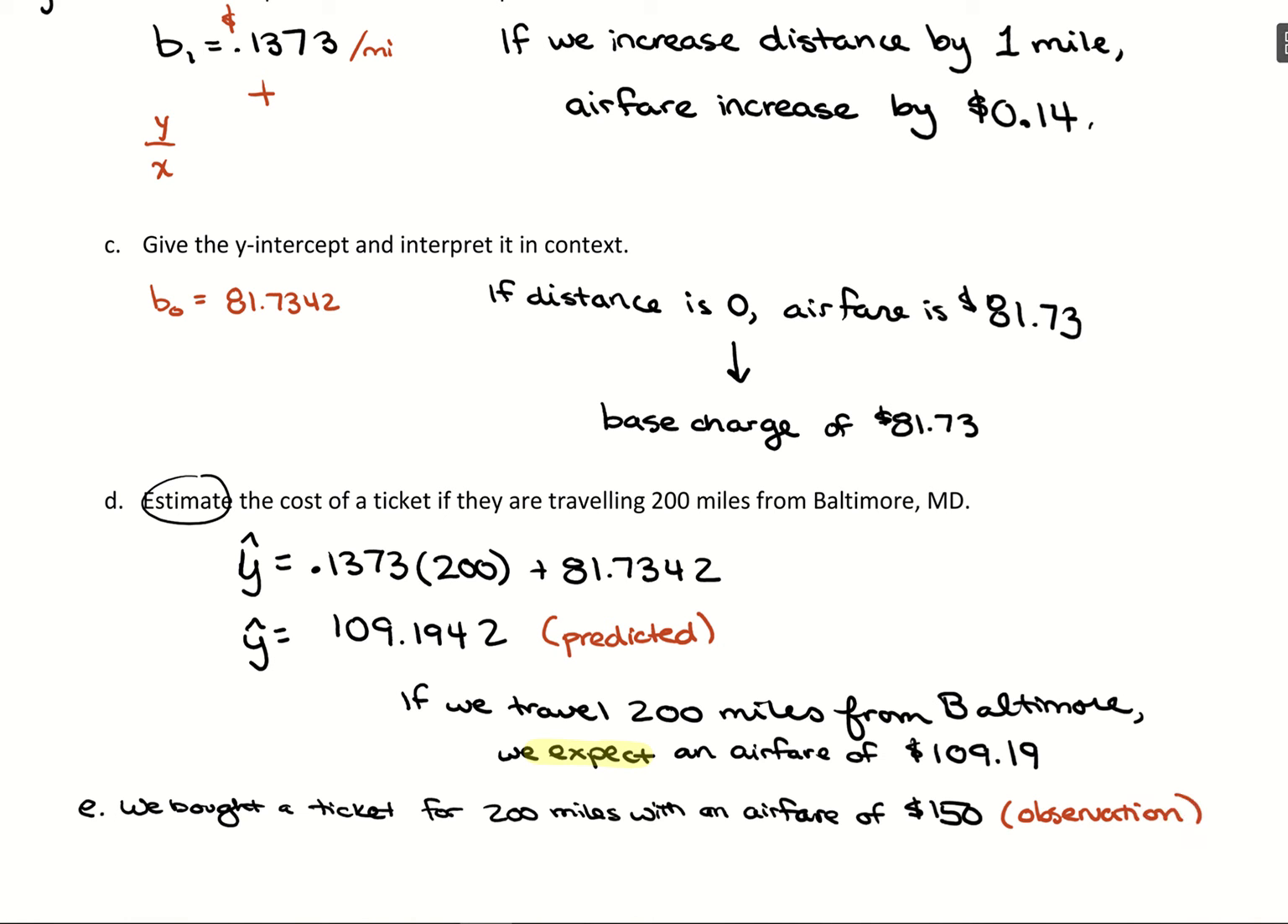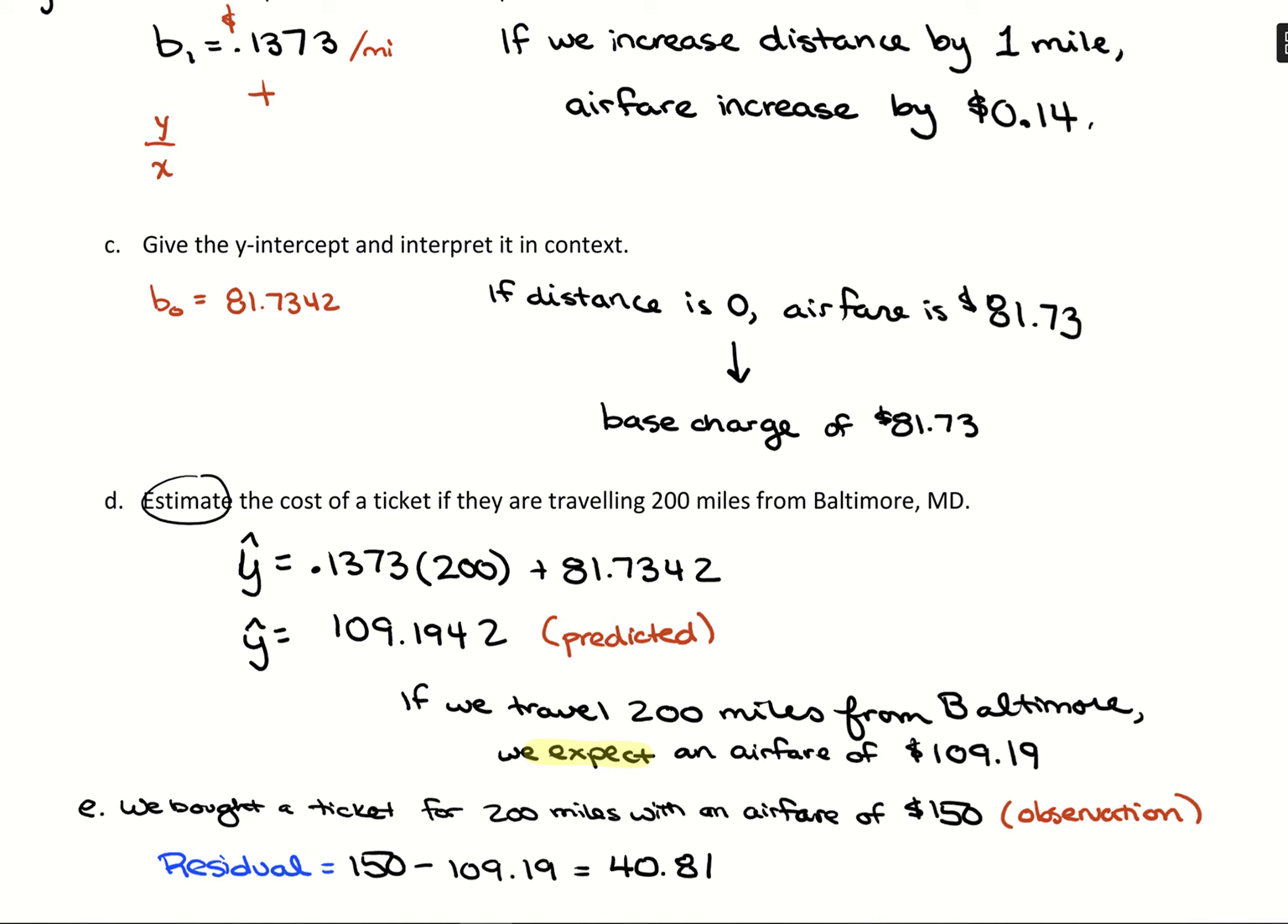So this is where we can get to, so I realized there wasn't an example with residual, but we could evaluate residual here. So we take our observed value, which is that $150, subtract our predicted value, which is the $109.19, and we can look at the difference between what we expected to happen and what actually happened. So this will give us a positive 40.81.